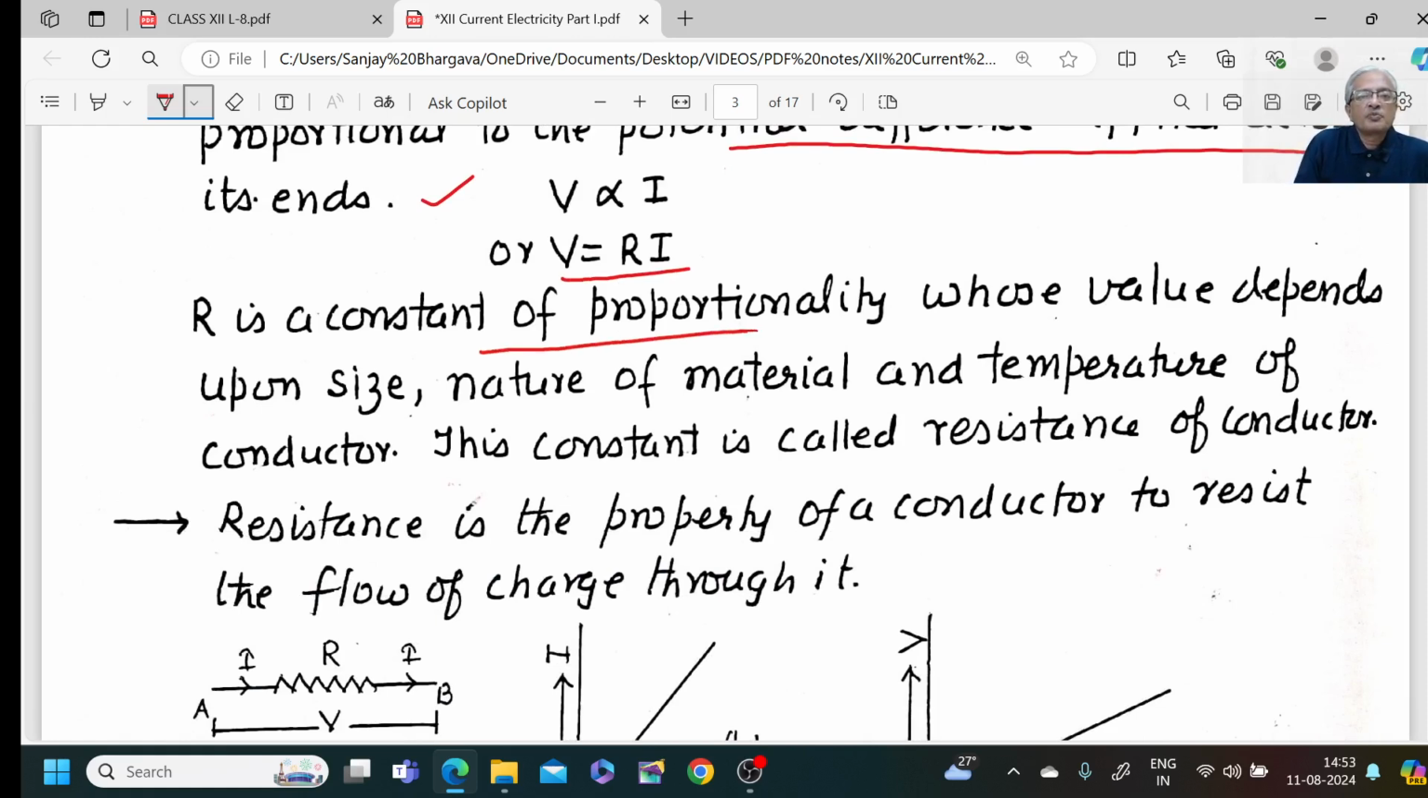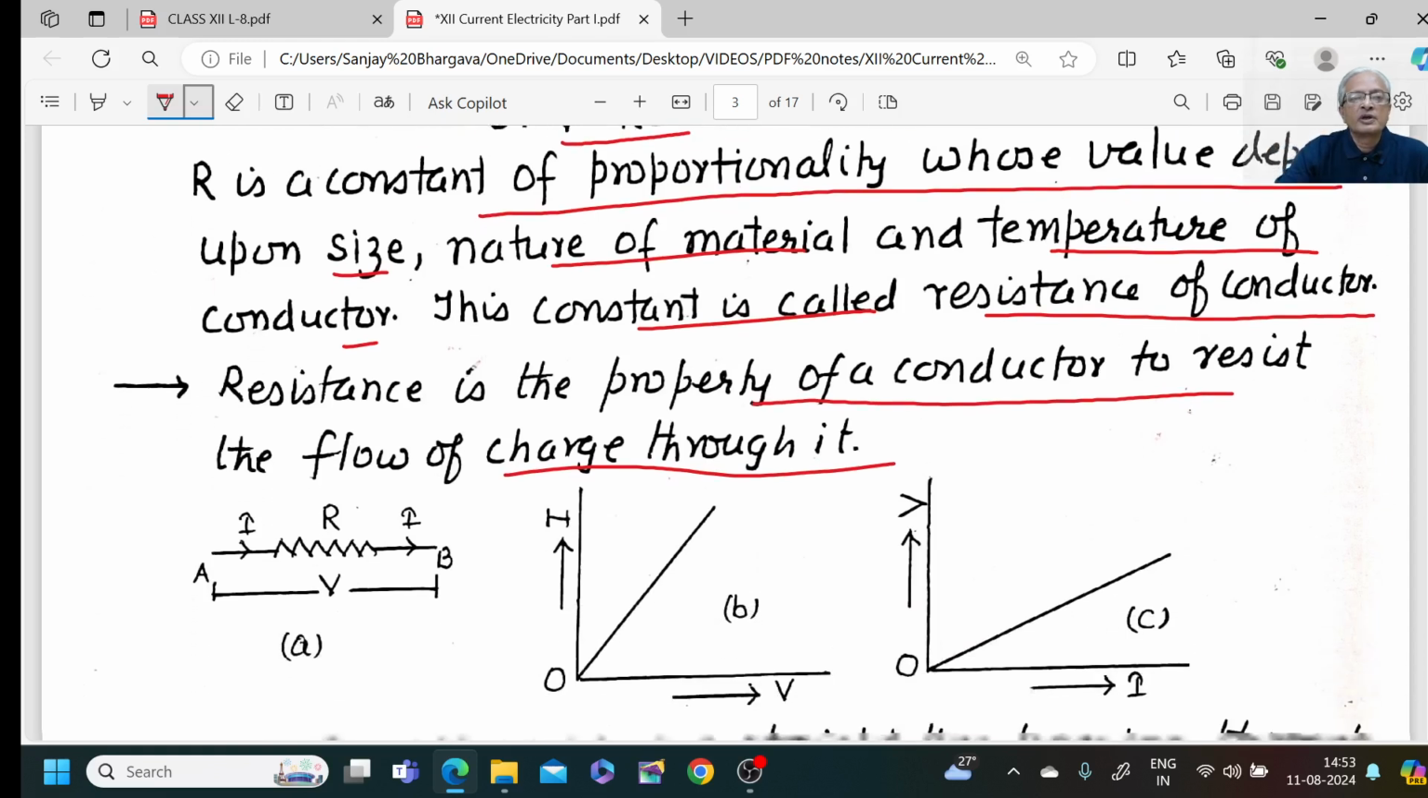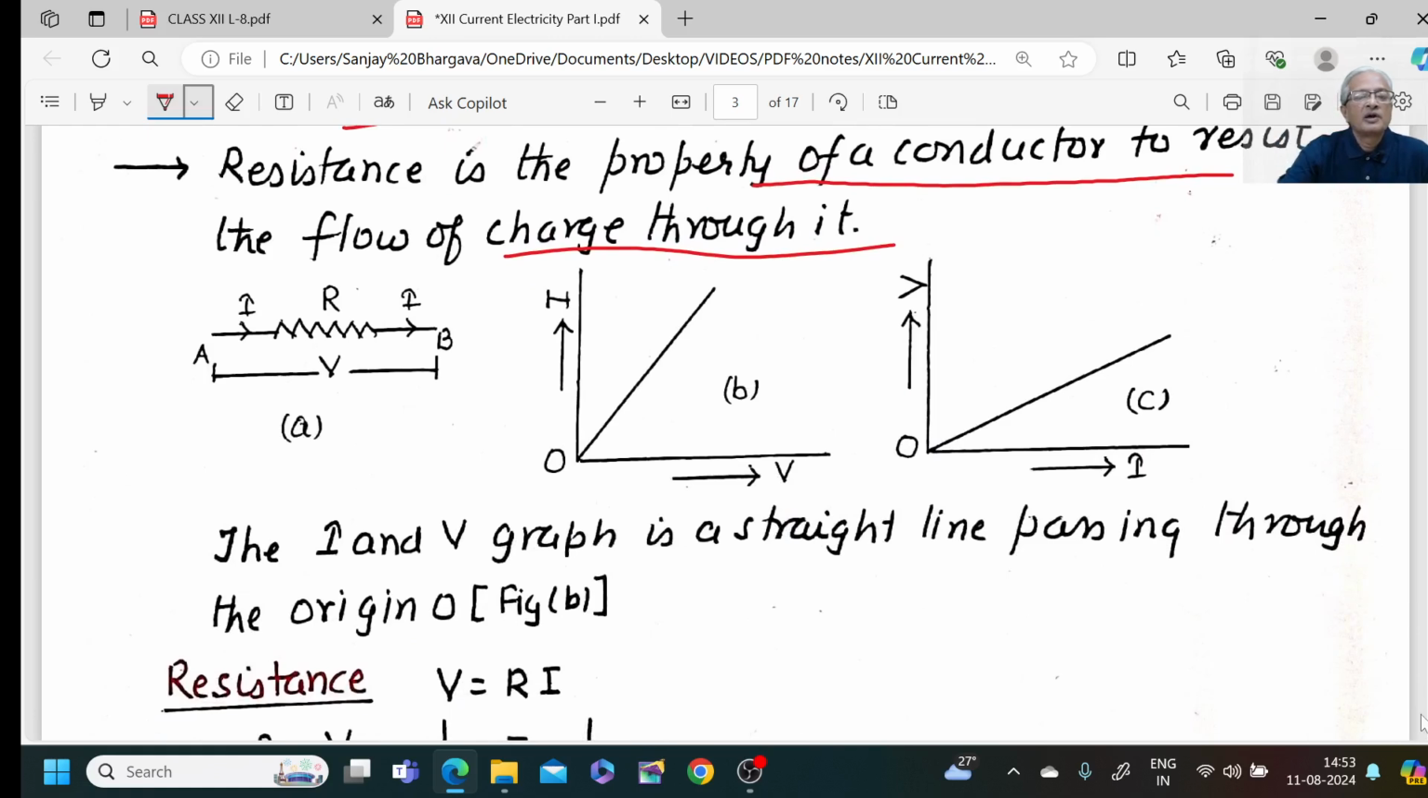R is the constant of proportionality whose value depends upon size, nature of the material and temperature of the conductor. This constant is called the resistance of the conductor. Resistance is the property of a conductor to resist the flow of charge through it. So every conductor resists the flow of charge through it, and that is measured with the help of resistance. How do we represent resistance? The resistance is represented like this.